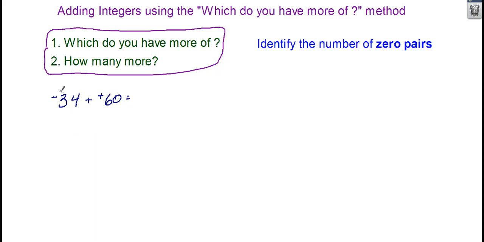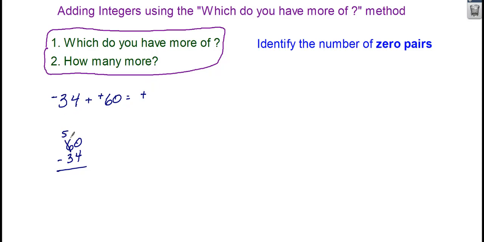All right, so when you look at this, you can see 34 negatives, 60 positives. There are more positives. So we know our answer is positive. How many more? That's step 2. Well, to figure out how many more, we do subtraction. We don't care which is the positive, which is the negative. We just take the big number, subtract the small number, because we already know our answer is going to be positive.